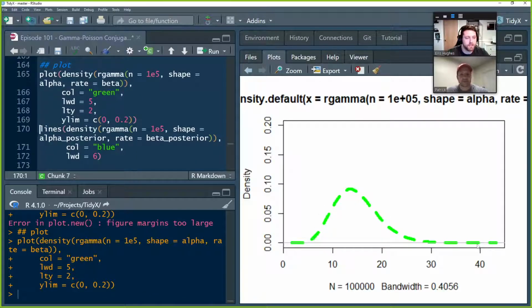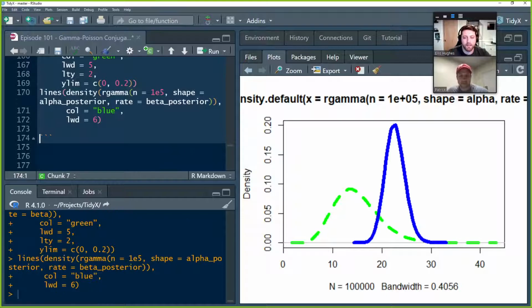It helps if I pull this over so that we can see this. So that's the population one. Now we're going to add Hannah onto it using the same sort of method, but now we're going to use her alpha and beta posteriors. And there we go. So we've got her in blue and the population in green, so we can see that she is probably a fair amount better.